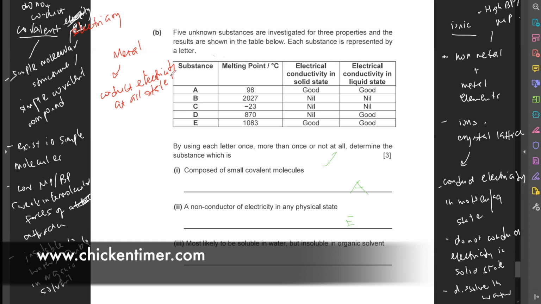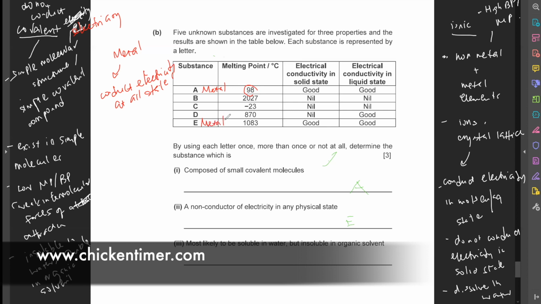Okay, so you have substances A, B, C, D. Now we want to identify what they are. So we have substance A. The melting point is quite low, but it's a good conductor in solid state and liquid state. So this substance should be a metal. Then E is also a good conductor of electricity in solid and liquid state. So this is also a metal.